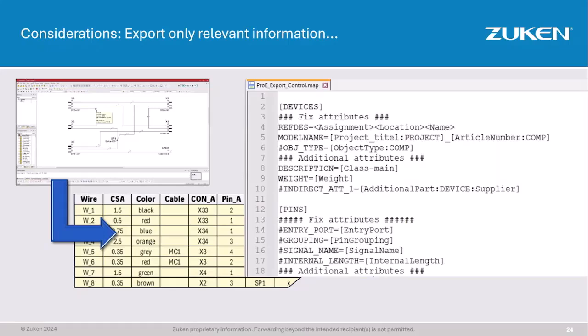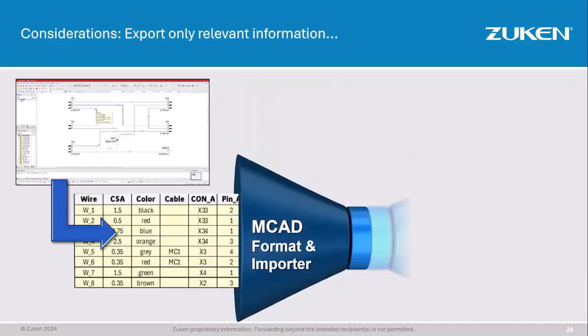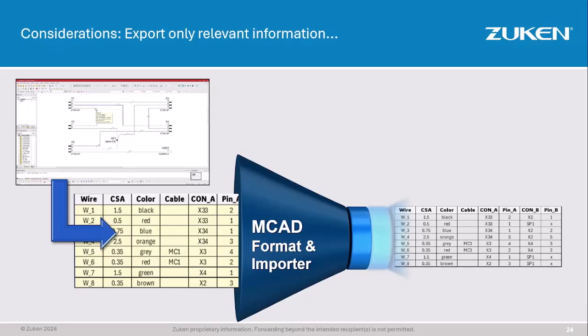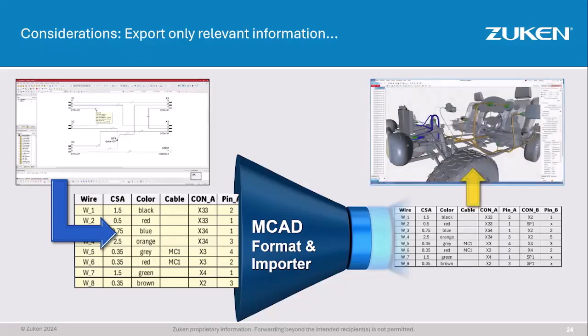So first of all, we ensure that we export only the relevant information. This is an example of our control map, or our export mapping, where you see all of the attributes, and we can build on those. Just ensure that you are exporting the information that can be read. This then goes through the MCAD format and importer, and in our case, all we're really seeing is our wire, cross-sectional area, colors, and the from and to information. That is then read into the MCAD systems.